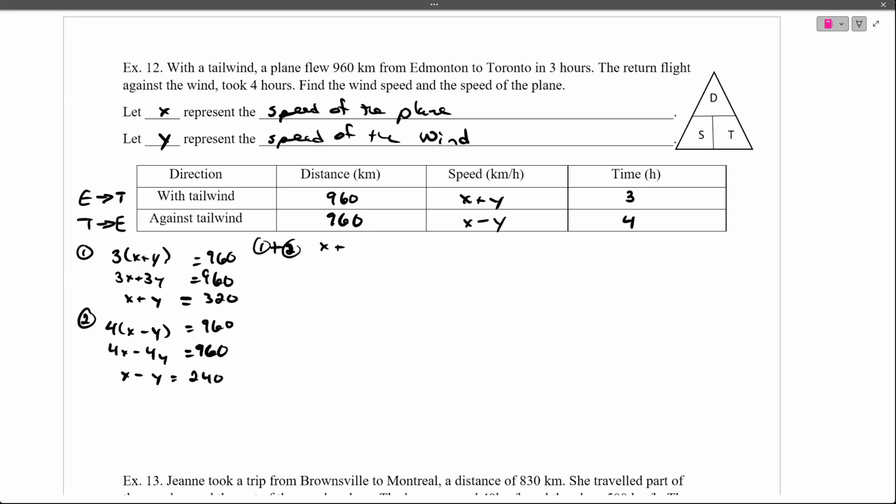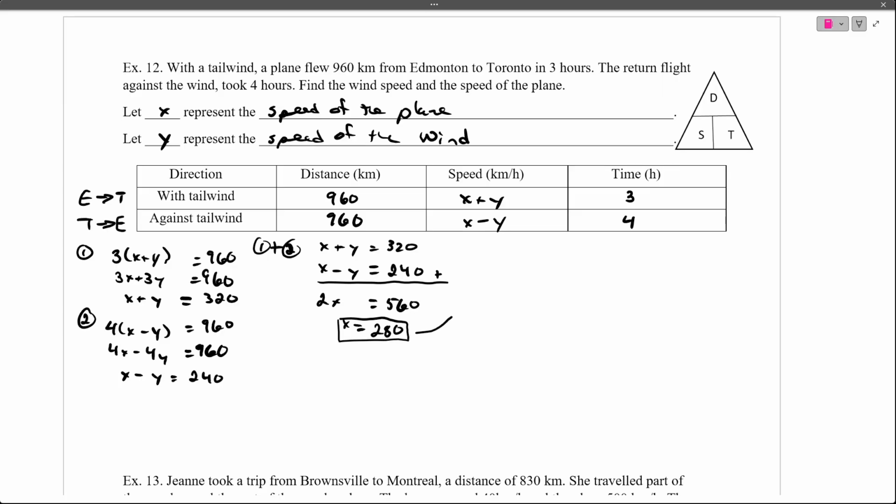So we have x plus y is equal to 320, and we're going to add on to that x minus y is equal to 240. Again, we're adding because our signs are opposite this time. X plus x, that's 2x. Plus y plus negative y gives us 0. Then we have 320 plus 240, that's going to give us 560. So x is going to be equal to 280. 280 what? 280 kilometers per hour when it's traveling to Toronto.